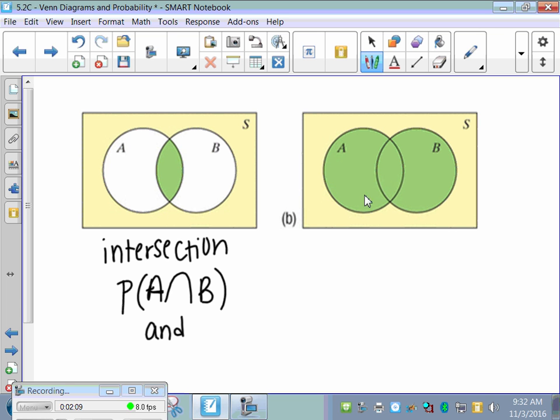Anyone remember the name of this one when we shade the whole thing and we find what's in either? Kyle? It is union. And so this is the probability of A union B. This represents more of the "or," where we're adding it together. But if I add all of A and all of B, I have to subtract out the middle, just like we did yesterday, because you double count it.